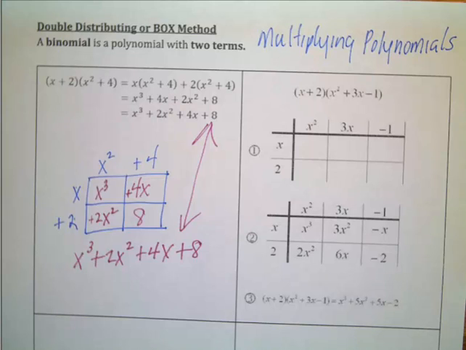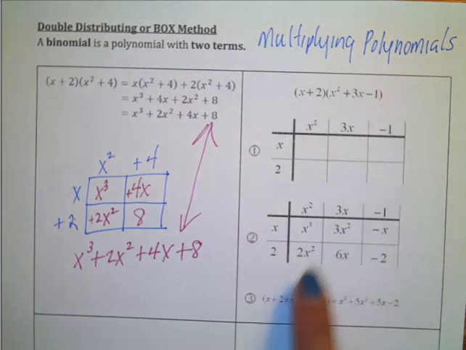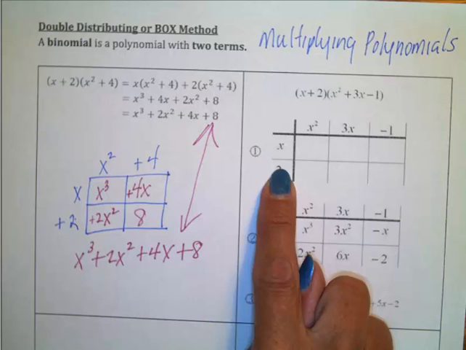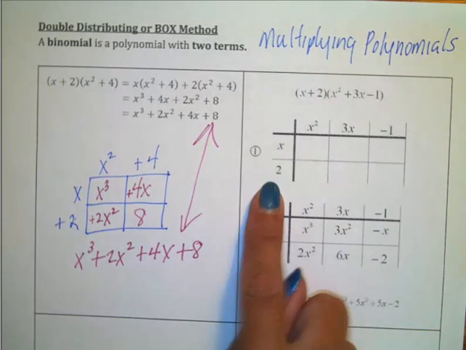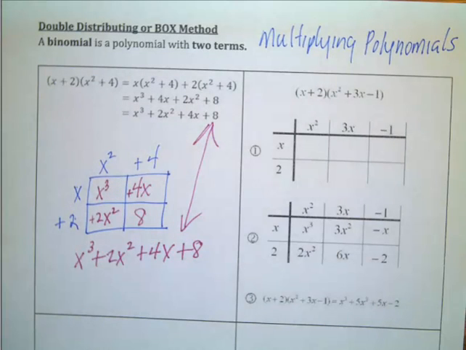So I showed you the box method. In the next example, it's a binomial and a trinomial. Okay? Notice our answer comes out to be a polynomial of 4 terms. So we needed 2 rows and 3 columns. We could have done 3 rows and 2 columns. It does not matter. All right? All right. So let's try a couple examples.